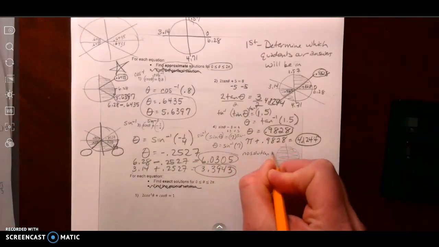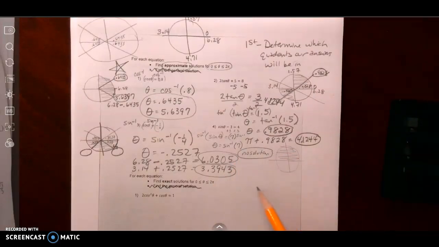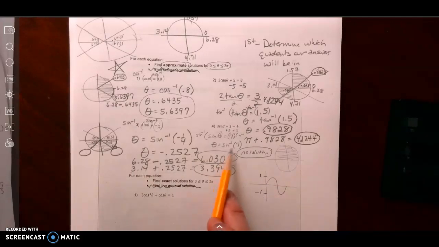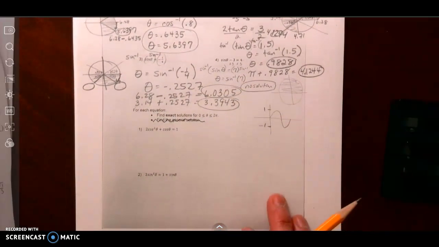And it makes sense because remember, on our sine graph, the highest it was 1, and the lowest it was negative 1. So it can't ever actually be 7. All right, let's go to these last 2 on this page.